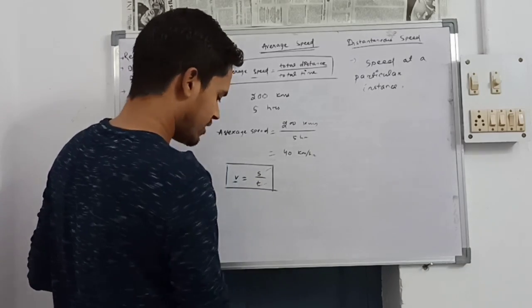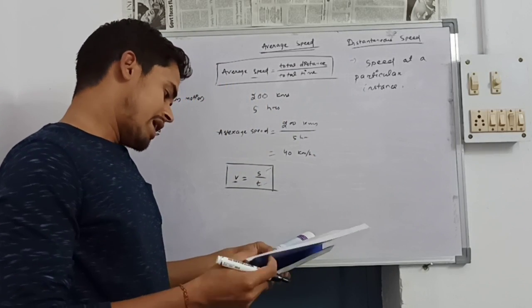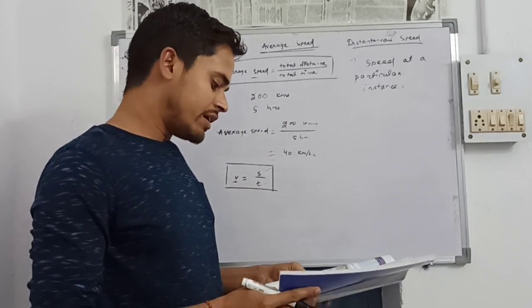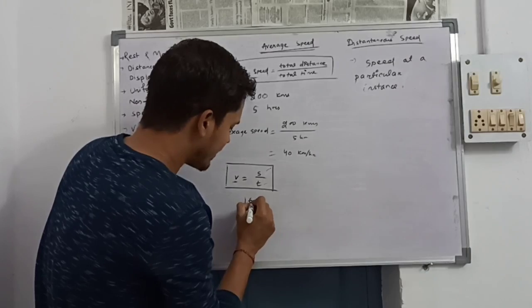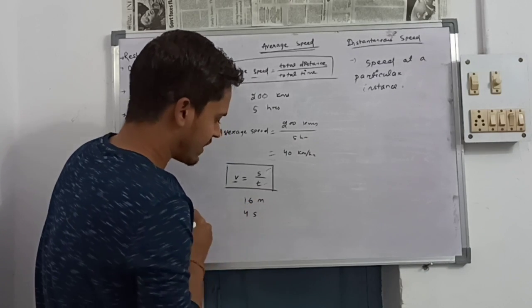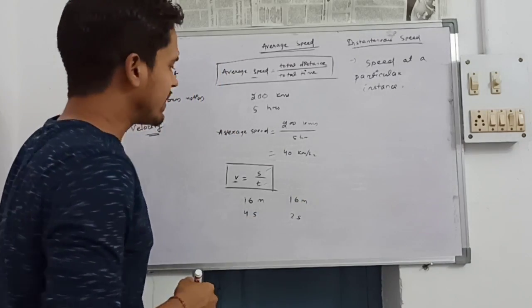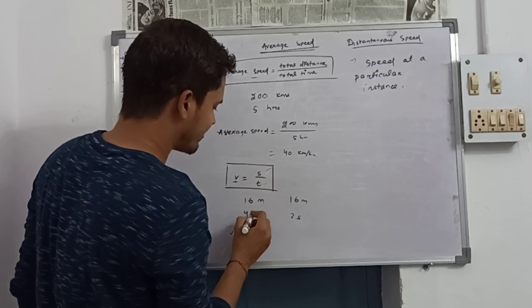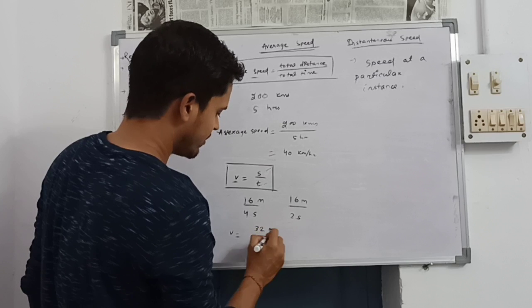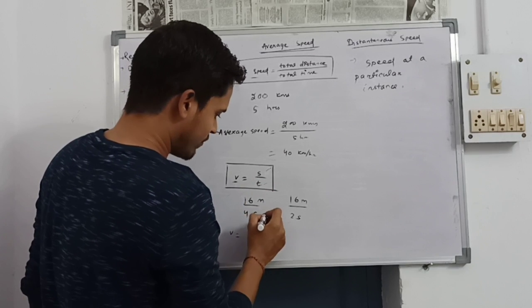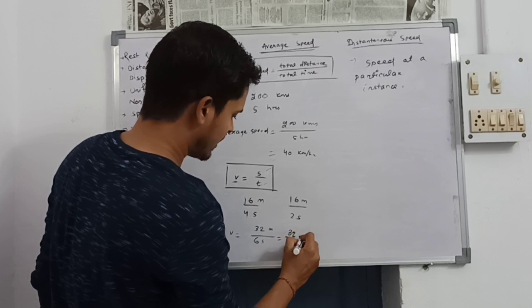One problem is there in your NCERT book. An object travels 16 meters in 4 seconds, then another 16 meters in 2 seconds. What is the average speed? V equal to total distance. Total distance कितना है? 16 plus 16, 32 meters. Total time, what is the total time? 4 plus 2, 6 seconds. So it is 32 by 6 meters per second.